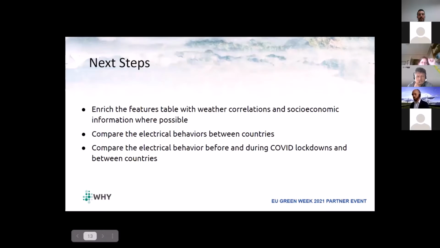Just to conclude, when we finish the taxonomy and the narratives, we will still have work to do. We are planning to extend the table of features to include correlation values between energy demand and the weather, also socioeconomic factors. We will compare the electrical behaviors between countries, and also before and during COVID lockdowns.